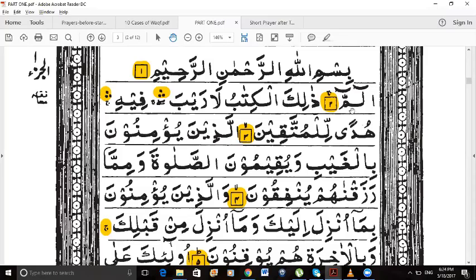Good, well done. Okay, now moving on to here. You stretched, I think, one of these letters out too much. Dhalikal kitabu. Okay, this alif over here between the kaf and the lam is silent. So don't worry about this alif over here. You need to straight away join the kaf to the lam. Dhalikal kitabu la rayba fi.